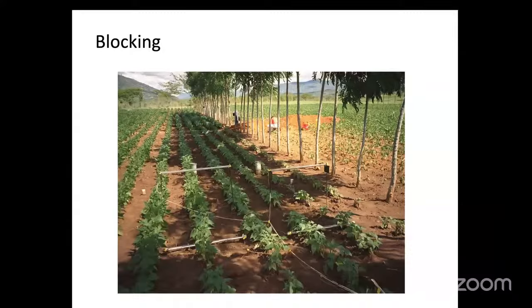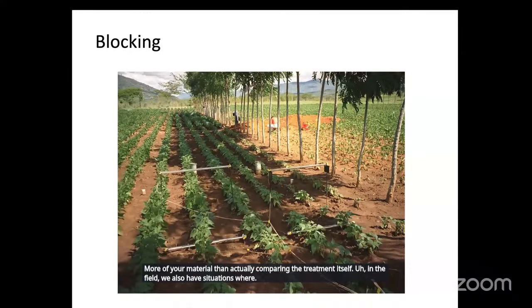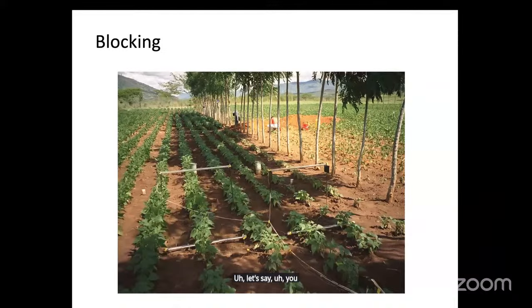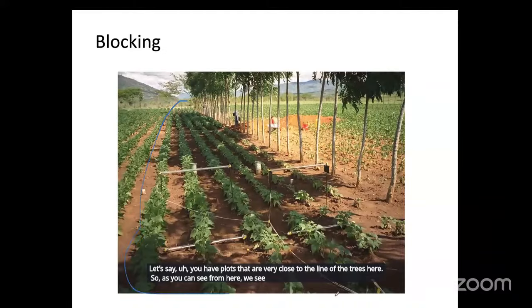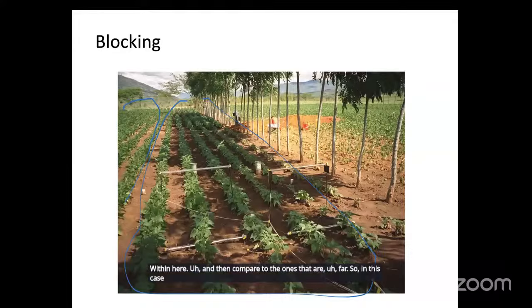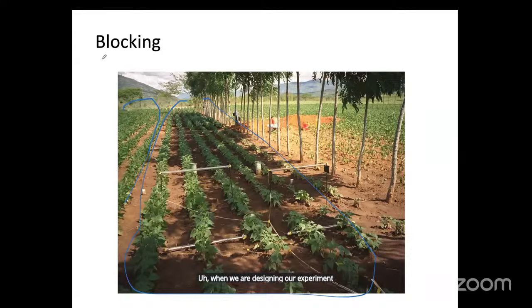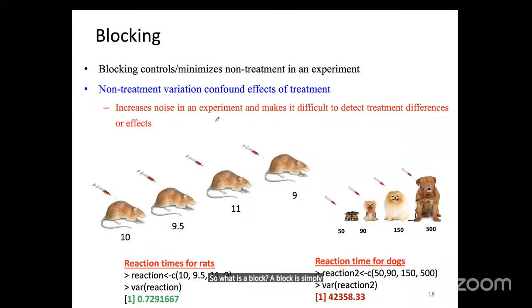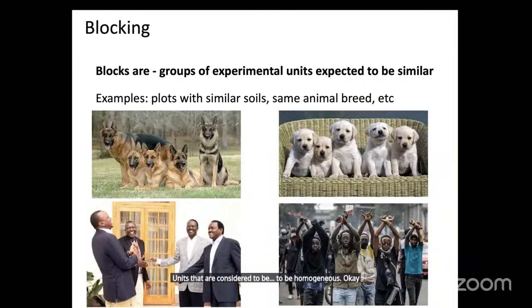In the field, we also have situations where, let's say, you have plots that are very close to the line of trees. As you can see from here, there's a bit of shading within here, compared to the ones that are far. So in this case also, we need to take this into consideration when we are designing our experiment, and we do what we call blocking. So what is a block? A block is simply a group of experimental units that are considered to be homogeneous.